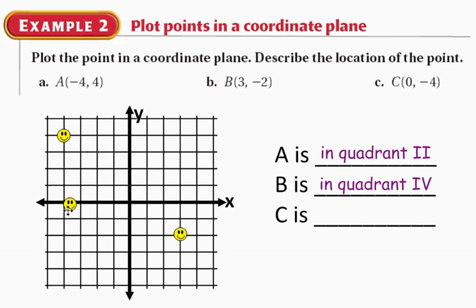A very common mistake would be to start over here. This would be -4, 0. Here is 0, -4. If you'll notice, C is not in a quadrant, but instead it's located on the y-axis.